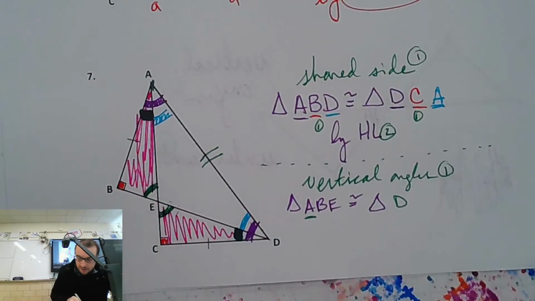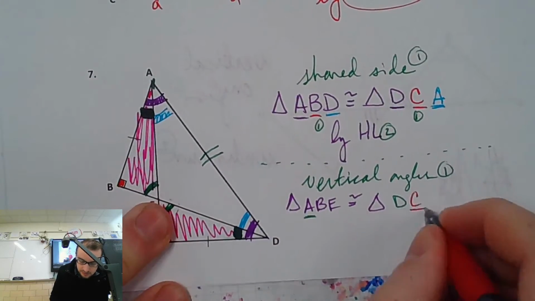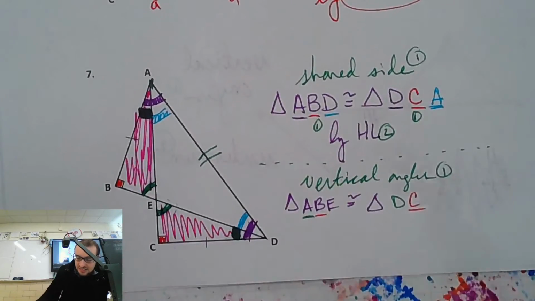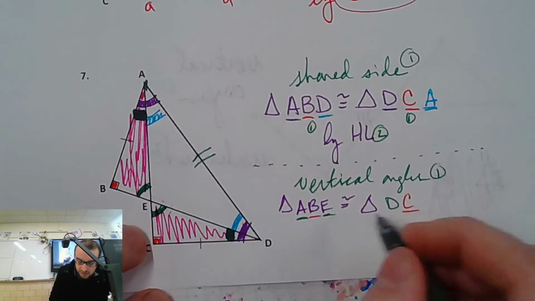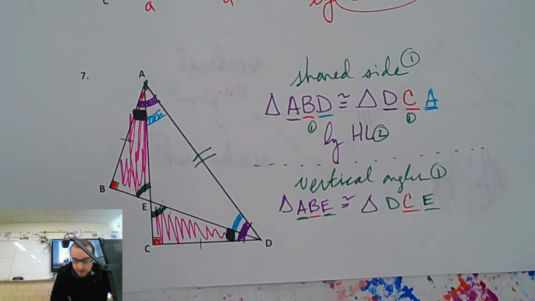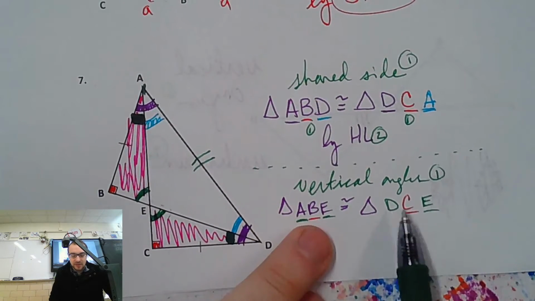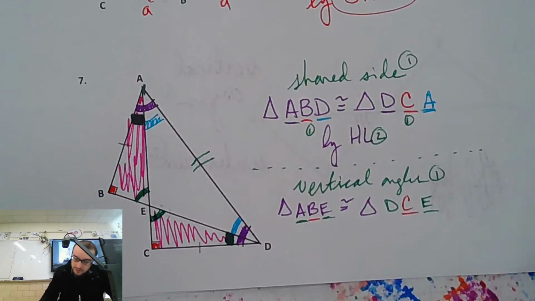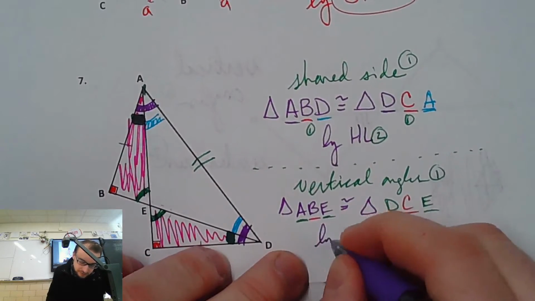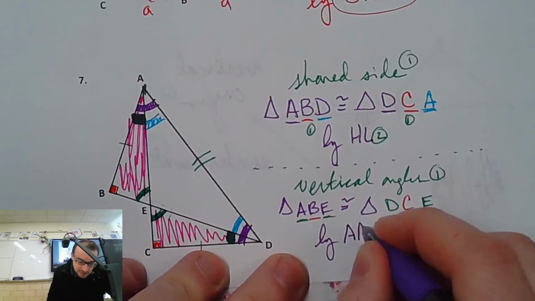B and C are going to go together because they're both right angles. And then lastly, E will go together with itself because of the vertical angles. So we have ABE matching with DCE. E goes together with itself, A and D go together, B and C go together. And we know they're congruent by angle, angle, side.